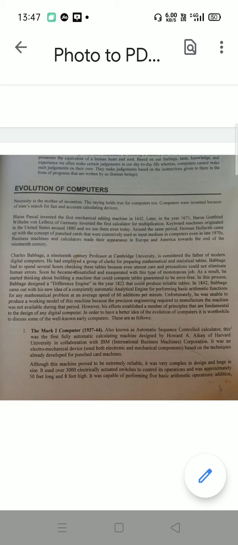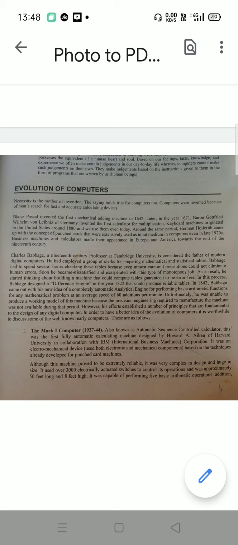It appeared in the period 1937 to 1944. It is also known as the Automatic Sequence Controlled Calculator. This was the first fully automatic calculating machine, designed by Howard A. Aiken of Harvard University in collaboration with IBM. It was an electromechanical device based on techniques already developed for punch card machines.